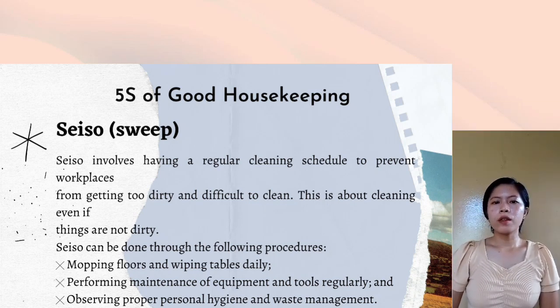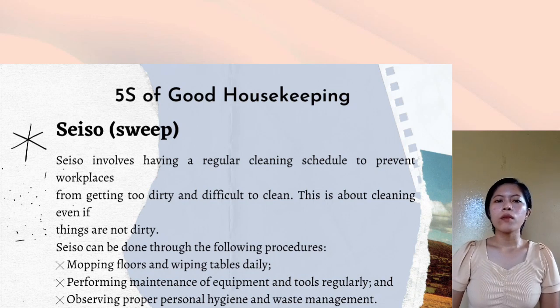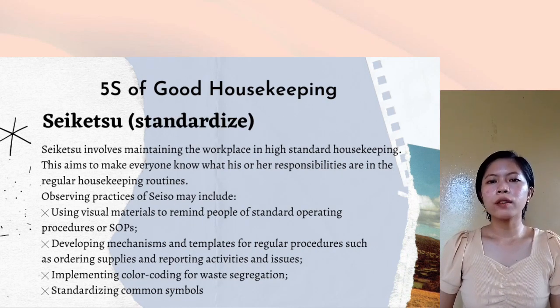Seiso or sweep is the thorough cleaning of the area, tools, machines, and other equipment to ensure that everything is returned to a nearly new status. This will ensure that any non-conformity stands out, such as an oil leak from a machine onto a bright, newly painted, clean floor.